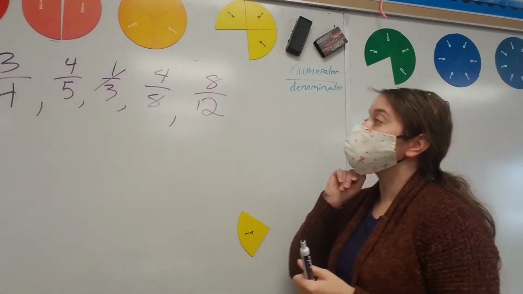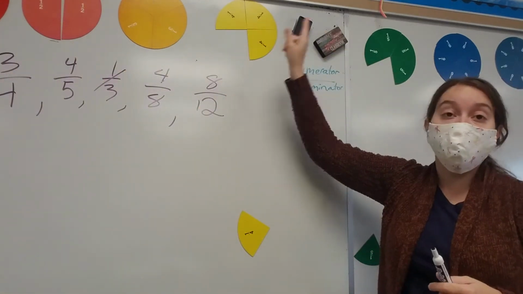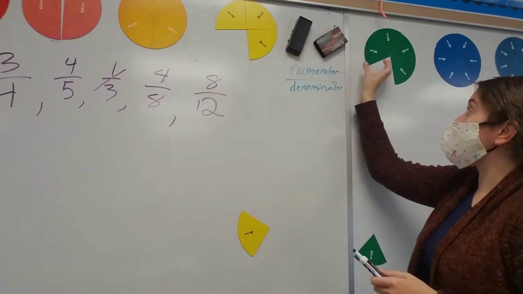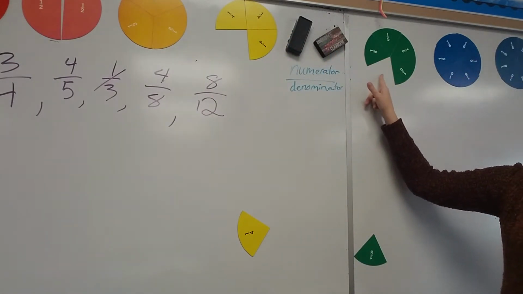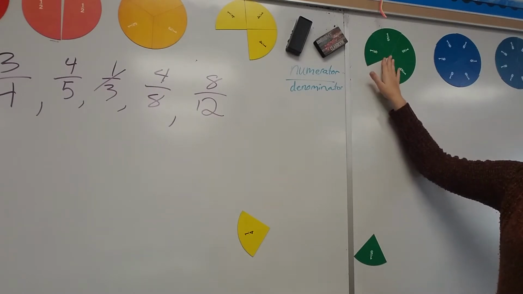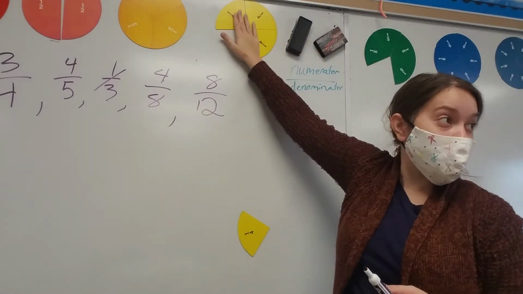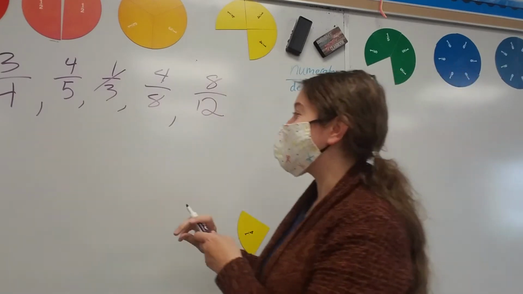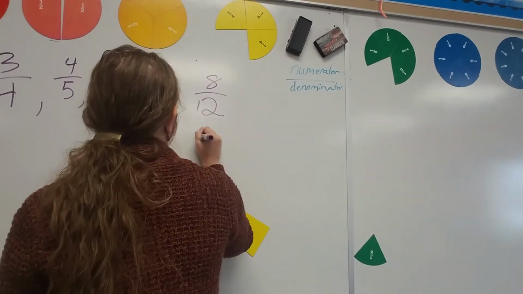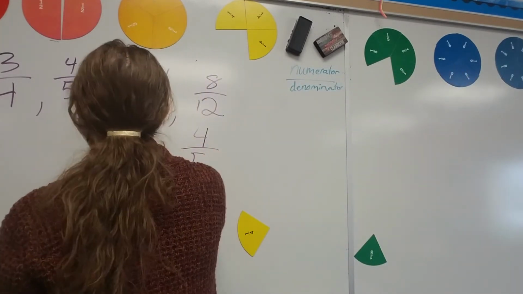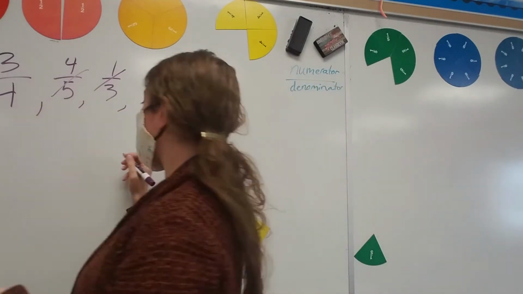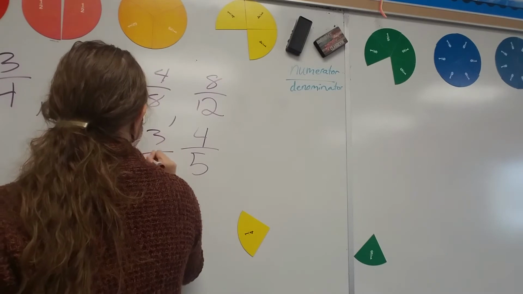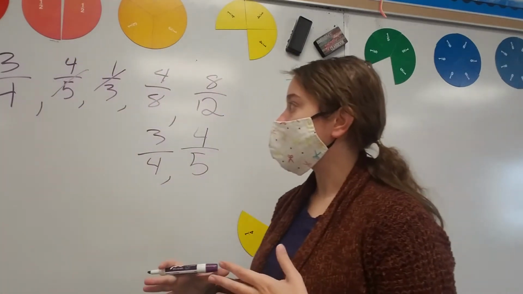So since they're both only missing one piece, right? But we're missing a smaller piece, so this one is actually bigger. Do you guys see that? The 4/5 is bigger than the 3/4. Does that make sense? Okay, so our biggest one is 4/5, right? Then what? We said 3/4, right?